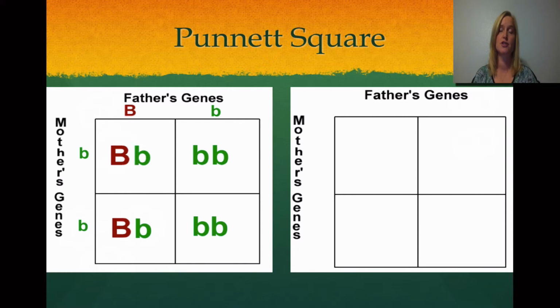So this has led us to do some predictions as far as genetics goes, and we use what's called a Punnett square to make those predictions. And so generally we'll do a Punnett square before there's offspring, or we might even do it after there's offspring to kind of guess as to what the mother and father's genes were. But let's look at how this works.